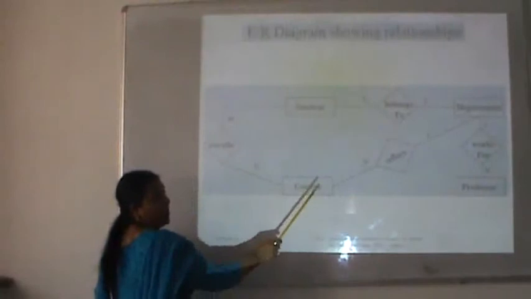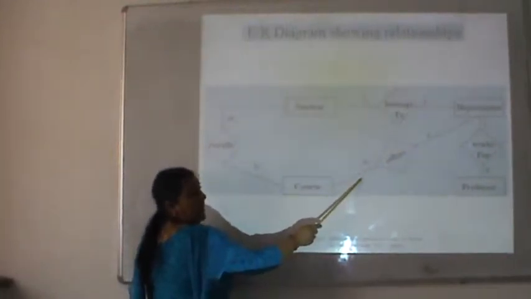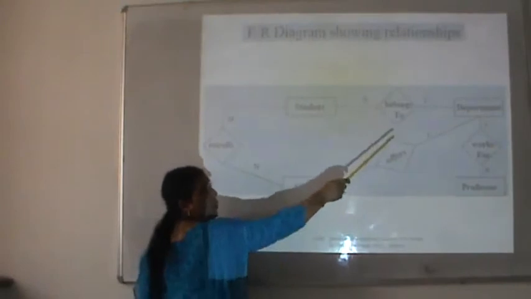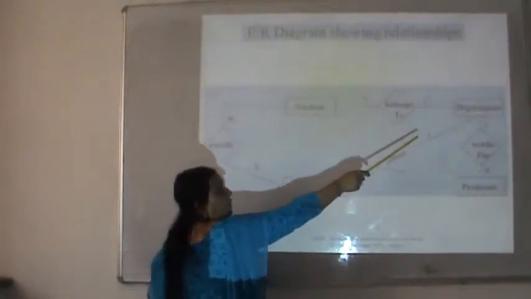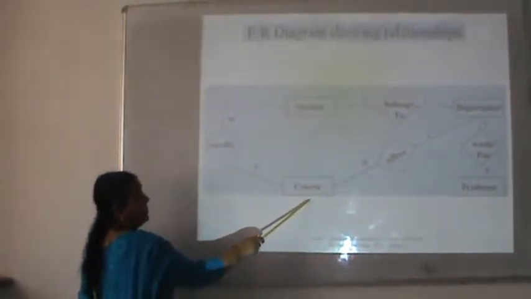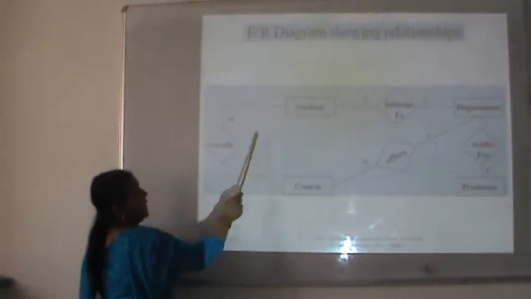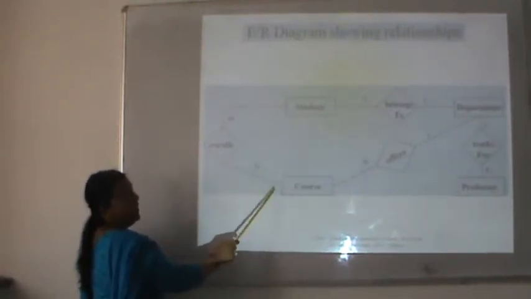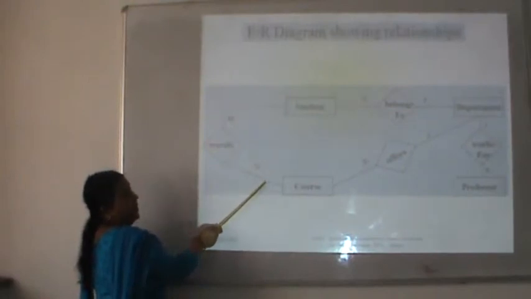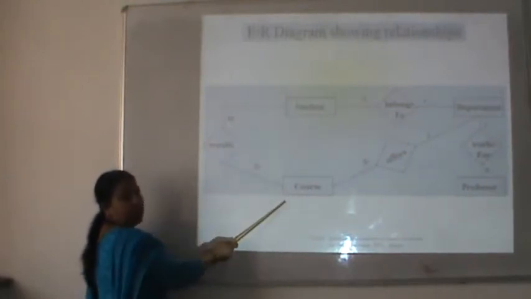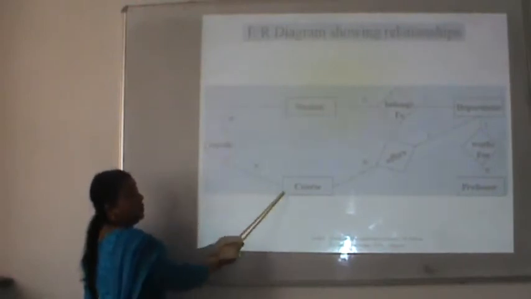Department offers course, and since it is one to many, 1 and N show that there is a one to many relationship between department and course. So one department offers many courses. Student enrolls for course. Now here there is M to N mapping, many to many. It shows there is a many to many relationship between student and course. It means that one student can enroll for many courses, and one course can enroll many students.